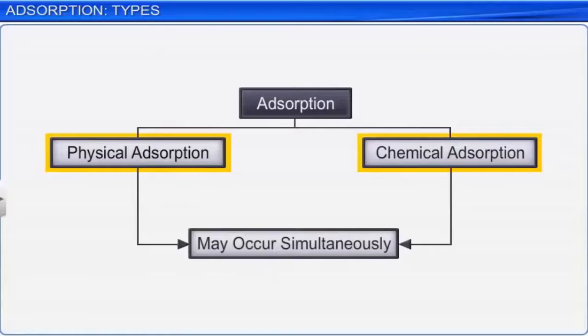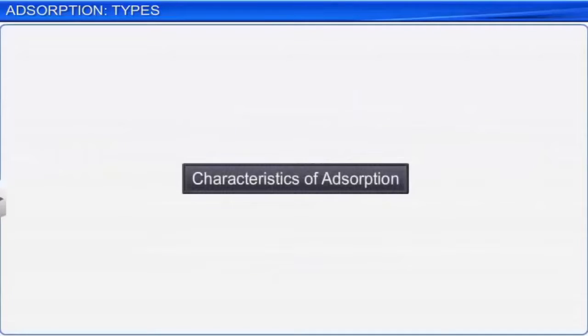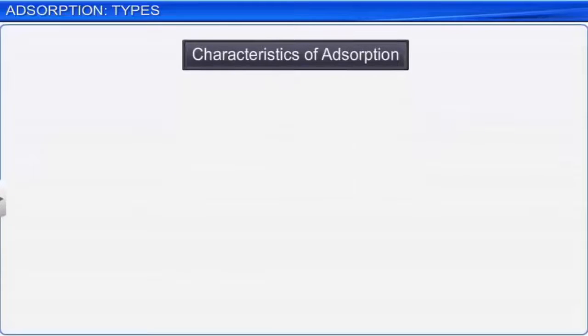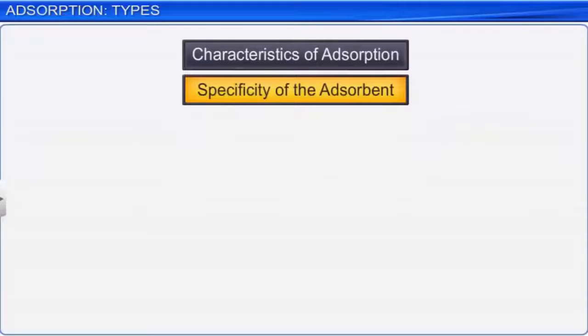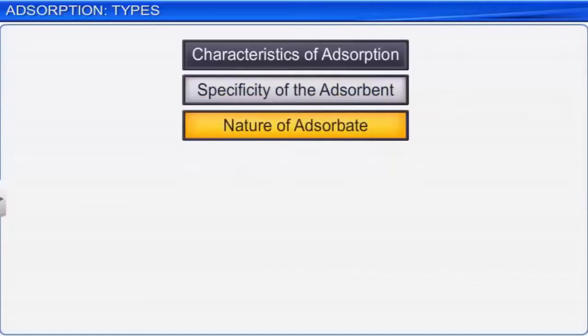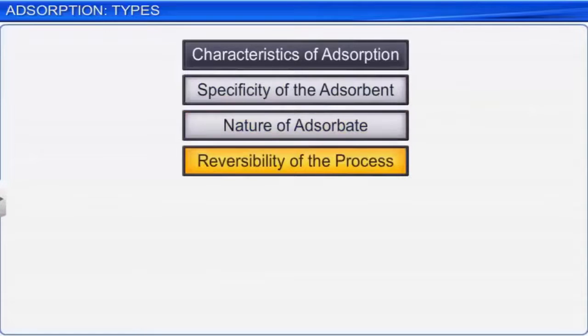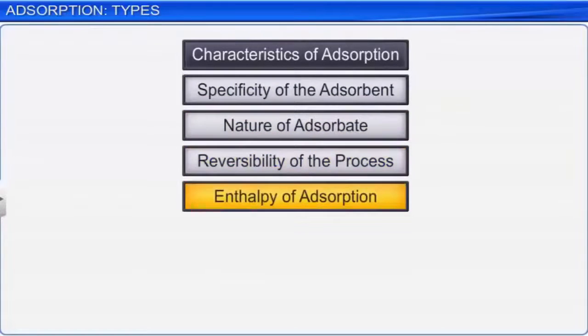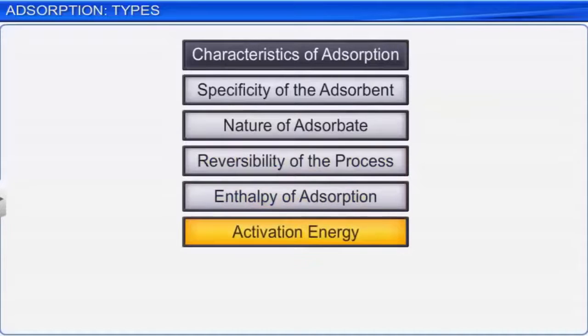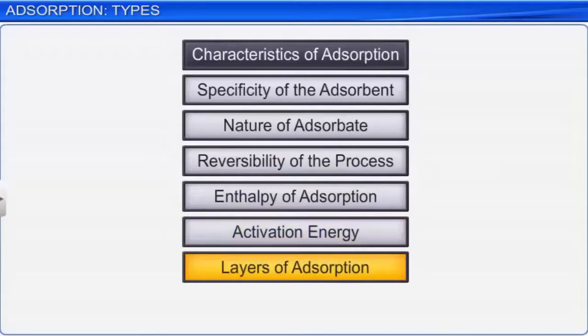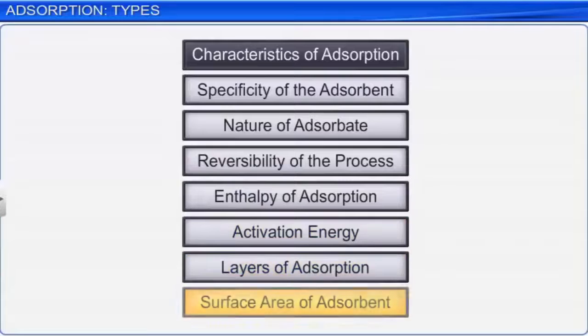The basic characteristics of adsorption depend on the specificity of the adsorbent, nature of the adsorbate, reversibility of the process, enthalpy of adsorption, activation energy, layers of adsorption, and surface area of the adsorbent. Let us discuss how each of these characteristics affects physical and chemical adsorption.